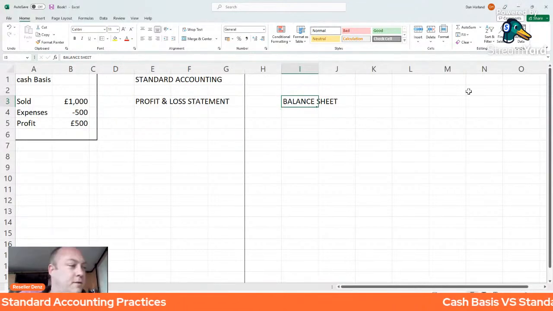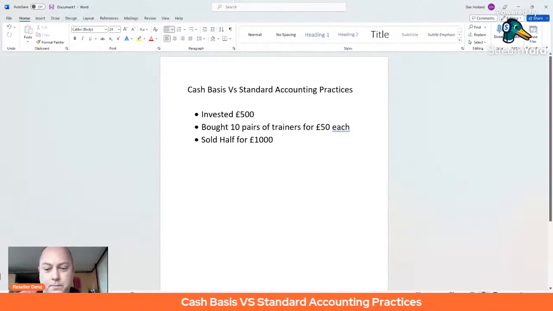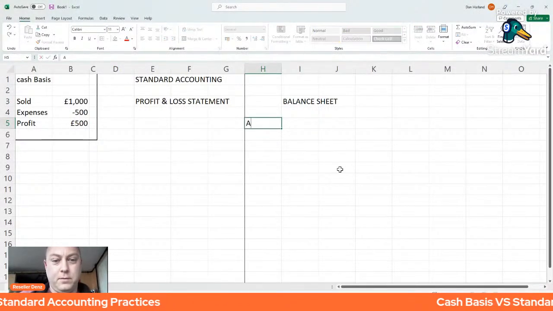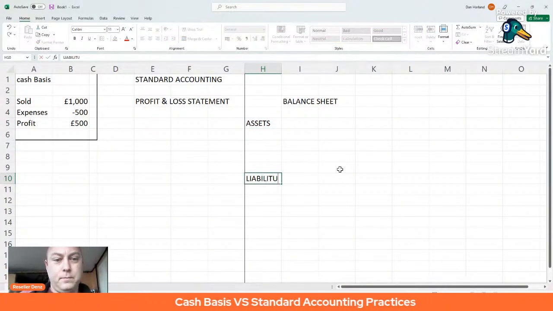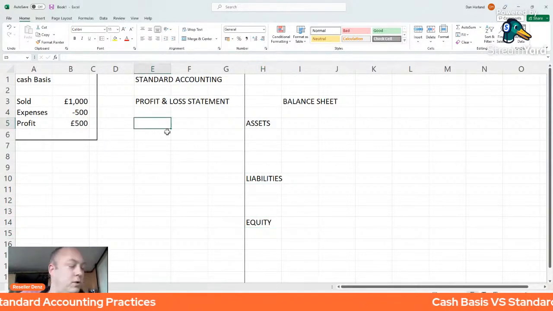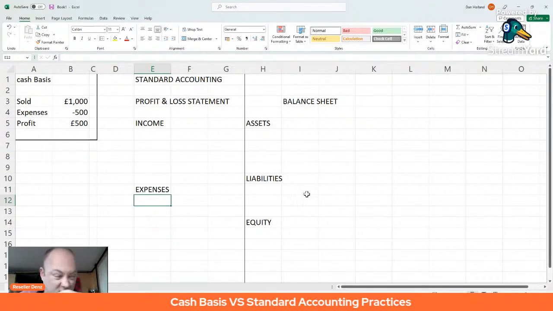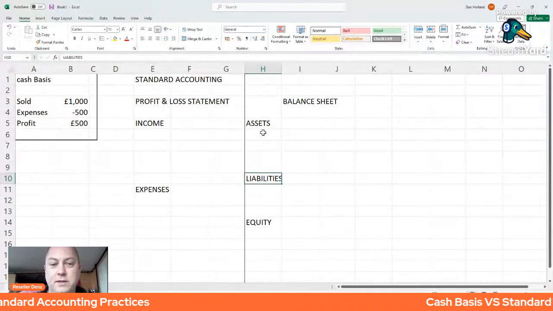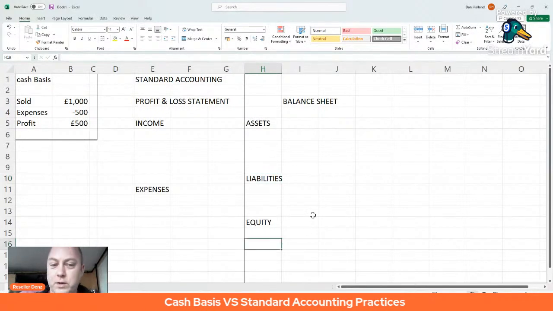Right, so first thing we did, we invested £500, right? So to build up this balance sheet, you have something called assets, and you've also got liabilities, if I can spell it right, and equity. On the profit and loss, you've got income and you've got expenses. Okay, that's the standard layout. There are other bits and pieces like fixed assets and long-term liabilities that we're not going to go into today. So you invested 500 quid, right?